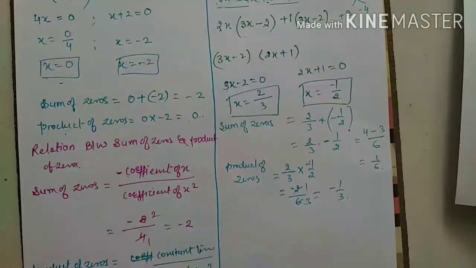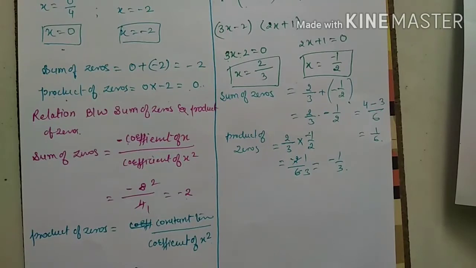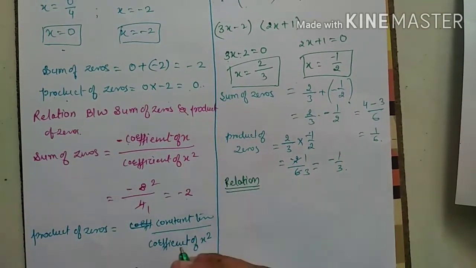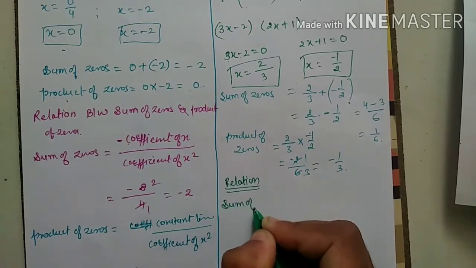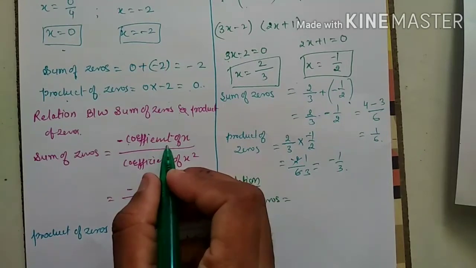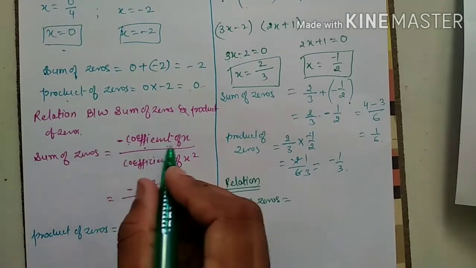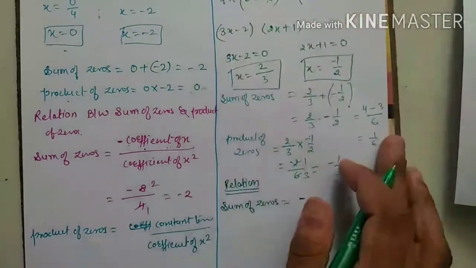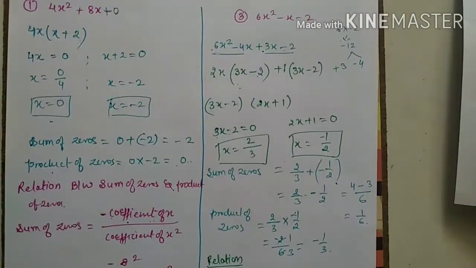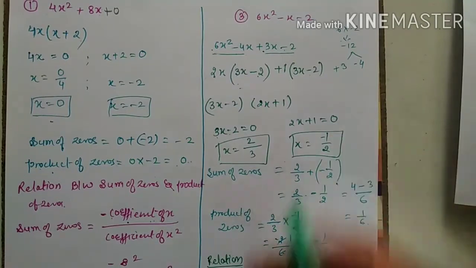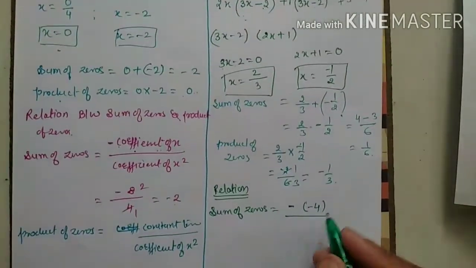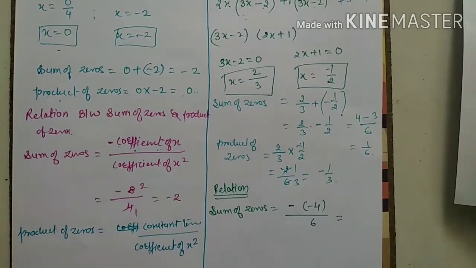Now come to here. Relation I have to find. So I am writing relation. Sum of zeros: minus coefficient of x. I am not writing again this line, I am directly doing minus coefficient of x. Just go here in the question. Coefficient of x, what I am getting? Minus 4. Including the sign you have to take. Minus 4. And coefficient of x square, it means what? 6. So write down here 6. Solve it. What you are getting?